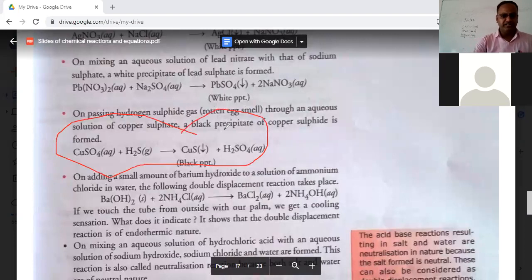In a precipitation reaction, an insoluble precipitate will be formed. For example, in this equation, copper sulfate is reacting with hydrogen sulfide, and a black precipitate of copper sulfide is formed, which is definitely insoluble. So here we can say that this is a precipitation reaction. This is the second type of double displacement reaction.